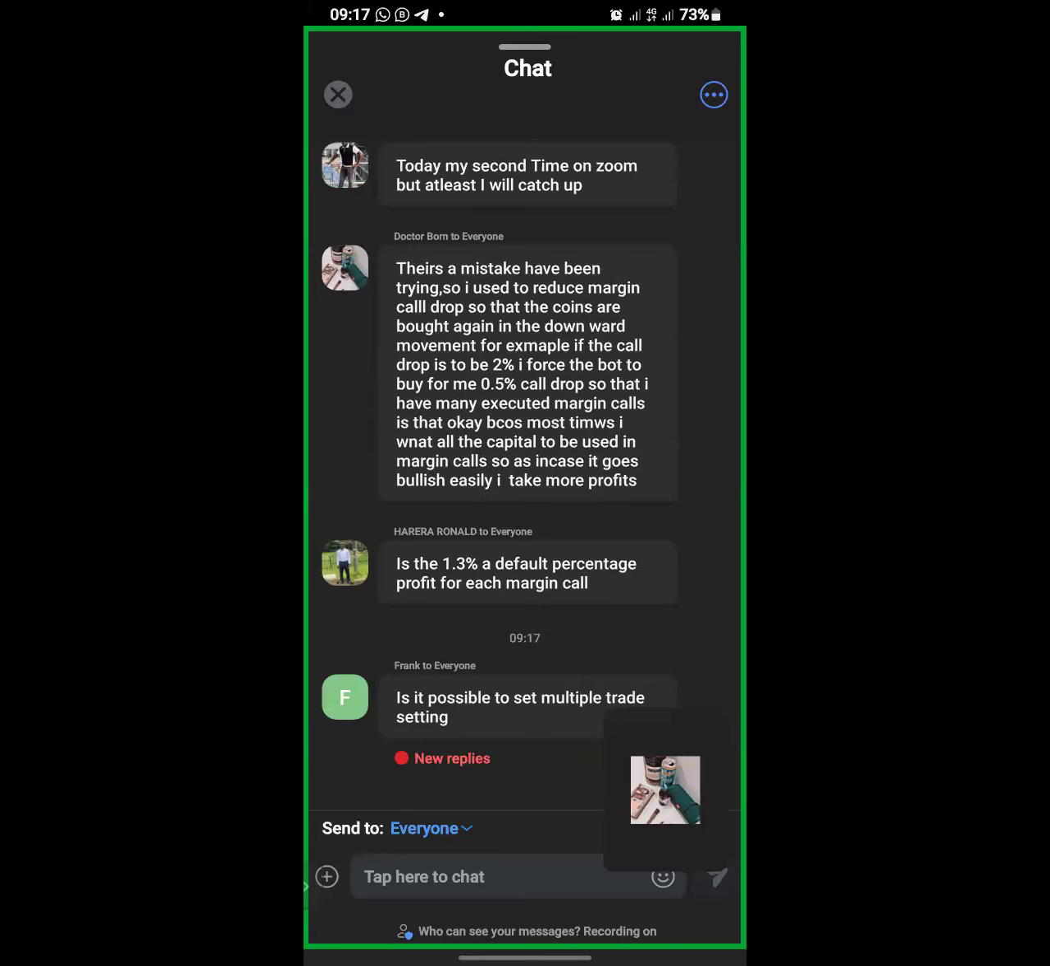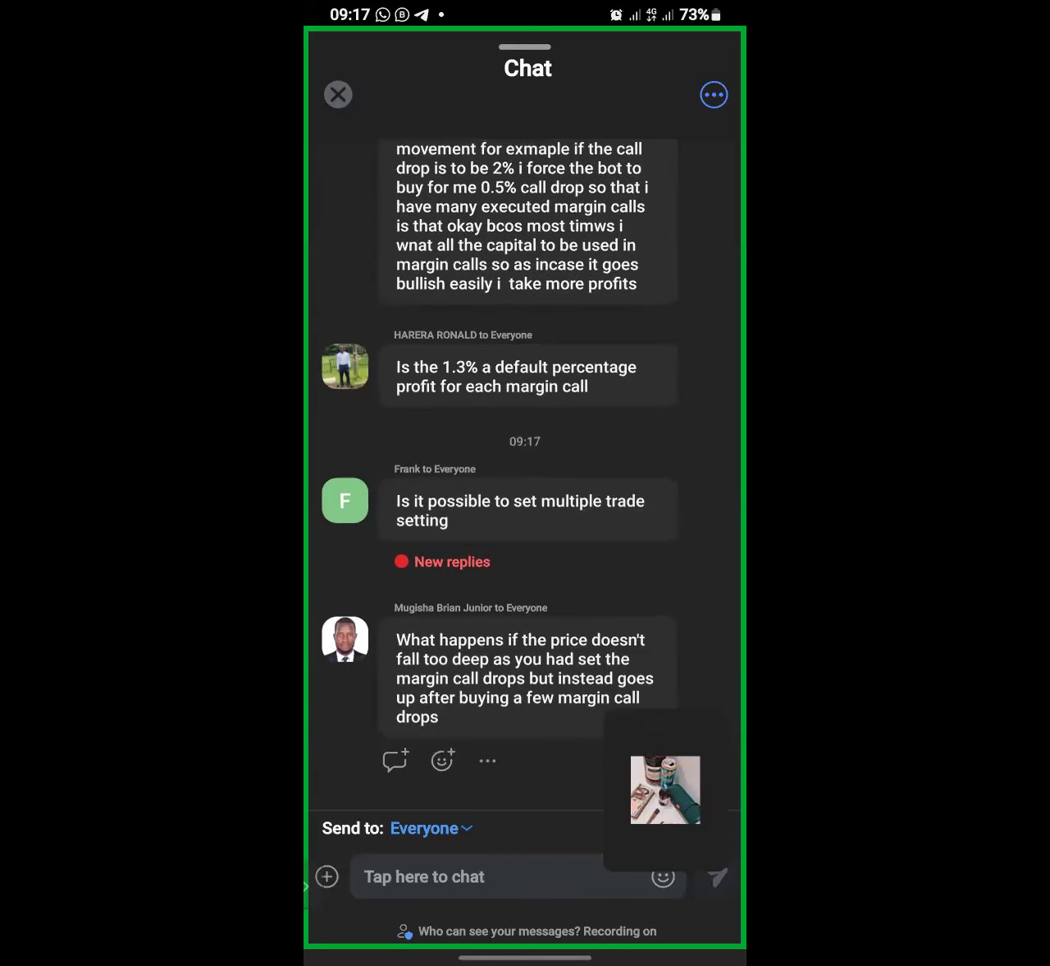Is it possible to set multiple trade settings, as in many coins? Is that what you mean? What happens if the price doesn't fall too deep as you had set the margin call loss, but instead goes up after buying a few margin calls?